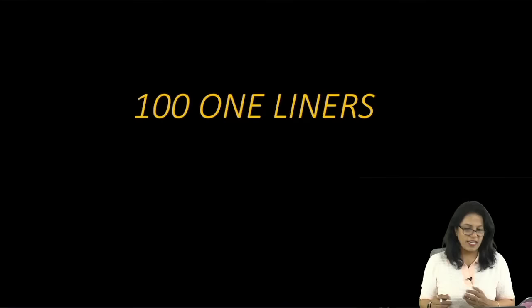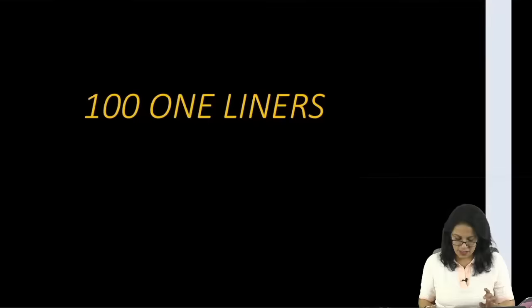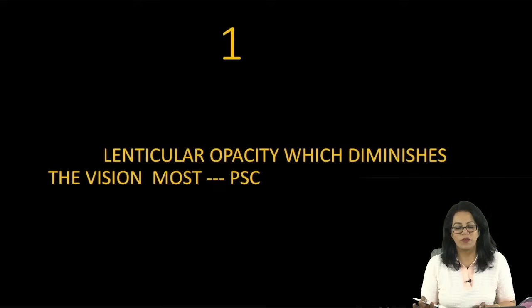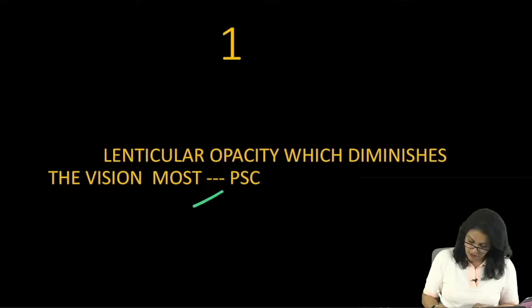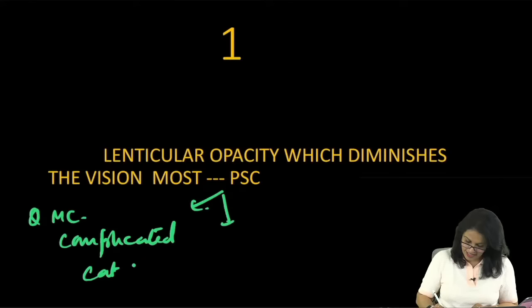So let's start with this. We'll start with the first point. Number one, lenticular opacity which diminishes the vision most, we all know as PSC, right? Now, very important, what are the other things around PSC that you have to learn? Let's quickly revise this. First of all, this is the most common complicated cataract. And everybody knows what is PSC, right? Okay, then this is also the most common radiational cataract.